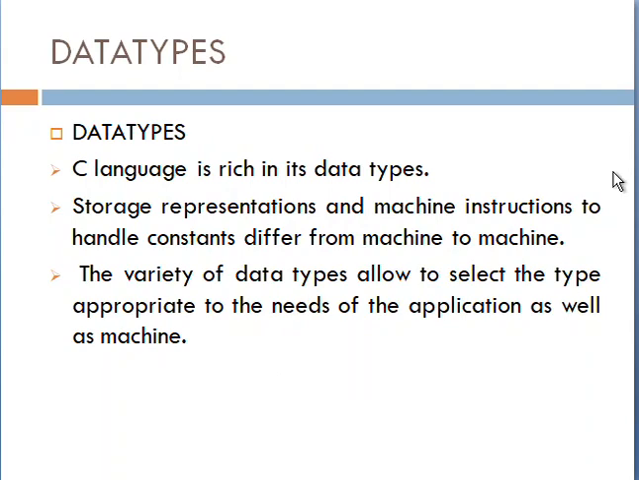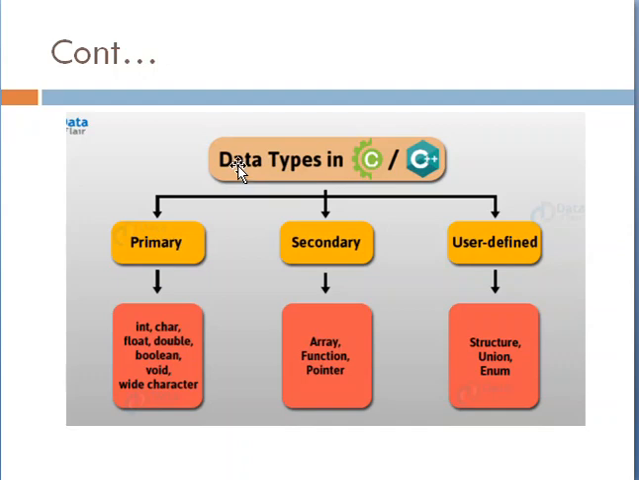Now we come to a very important topic, data types. In C language, data types have an important role, and without data types we cannot create our program. So C language is rich in data types. There are primary, secondary, and user-defined data types. Similarly, these data types are followed in C++ as well as in C.